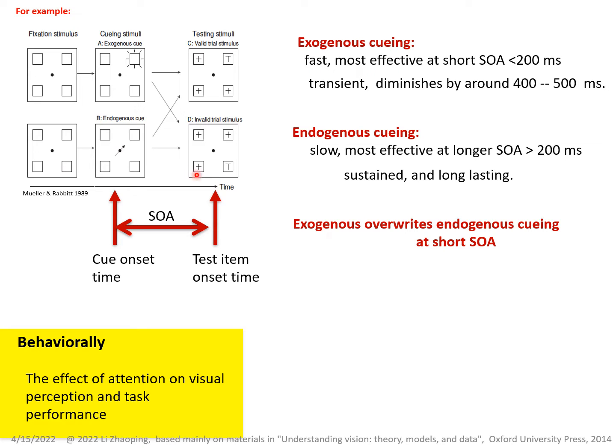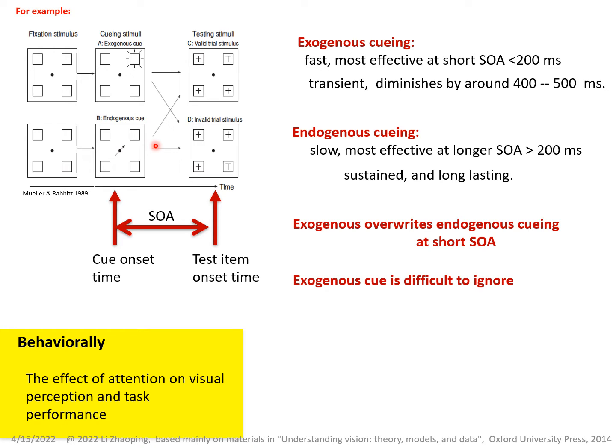For example, if after this endogenous cue, before the test items appear, we insert an exogenous flash at another location, even though the cue is to the upper right location, you flash at some other location, then attention will be dragged to the flashed location, and the cueing effect by the endogenous cue will be ineffective.